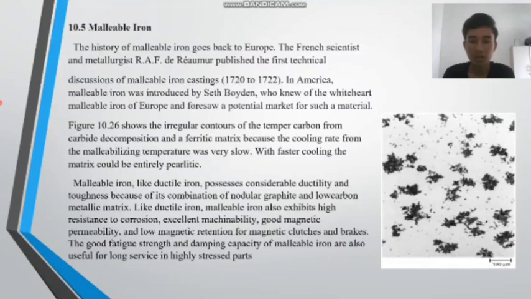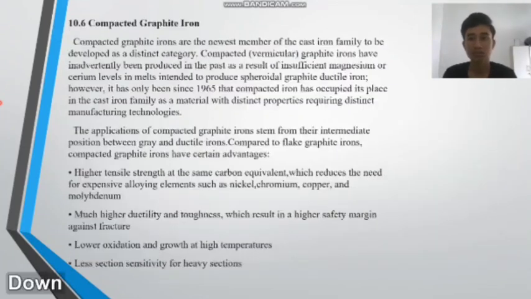Malleable iron also exhibits high resistance to corrosion, excellent machinability, good magnetic permeability, and low magnetic retention for magnetic fields and brakes. The good fatigue strength and damping capacity of malleable iron are also usable for long service in highly stressed parts. Next.